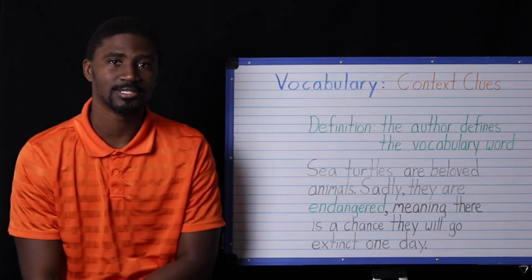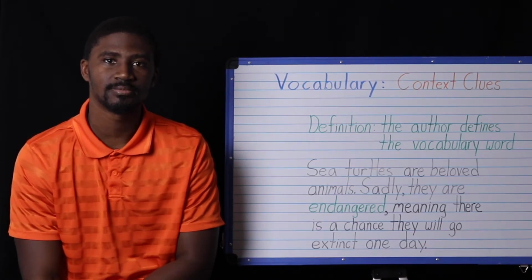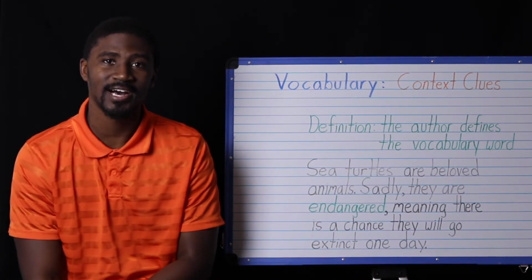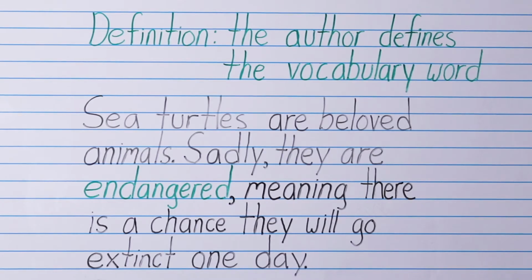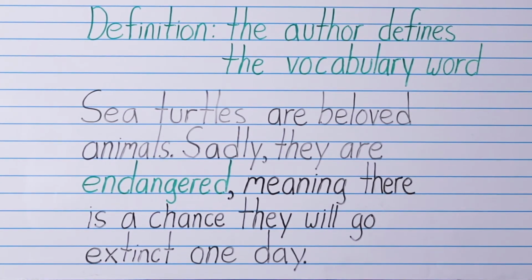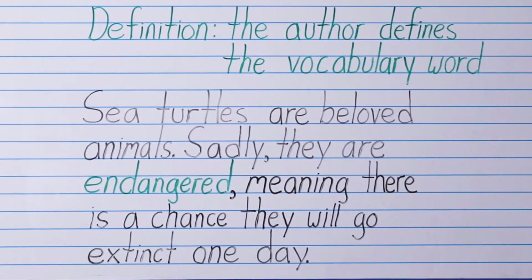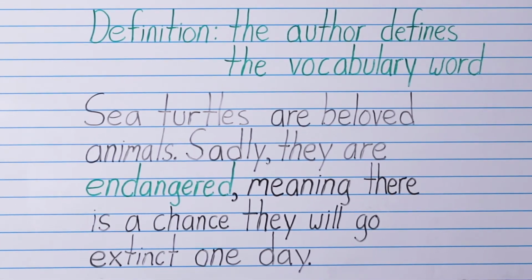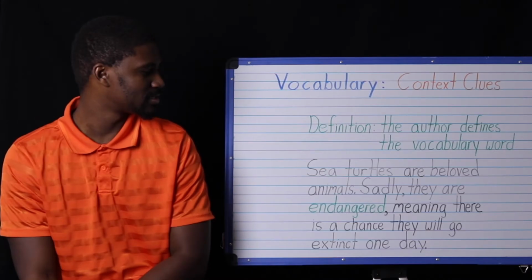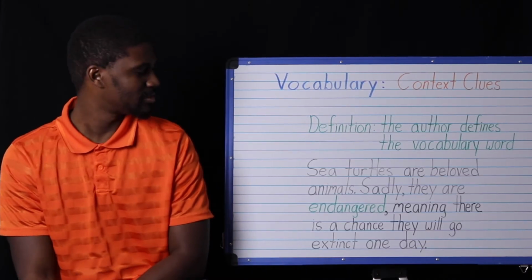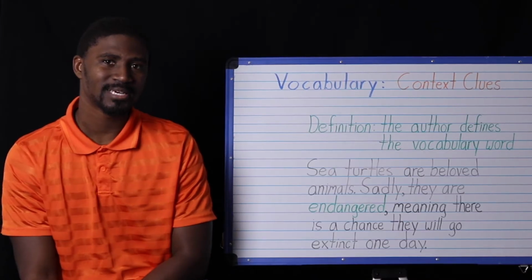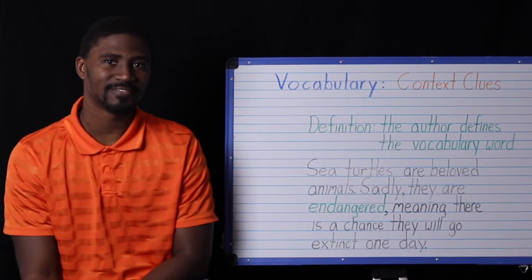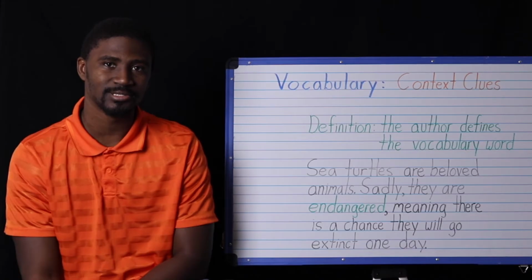The first type of context clue we're going to look at is called a definition. With the definition, the author actually defines the meaning of our unknown word. For example, here, it says sea turtles are beloved animals. Sadly, they are endangered, meaning there is a chance they will go extinct one day. For this example, the author tells us that endangered means there's a chance that the sea turtles will go extinct one day. In many examples, our author does not give us a definition, so let's look at the other types of context clues we can use.